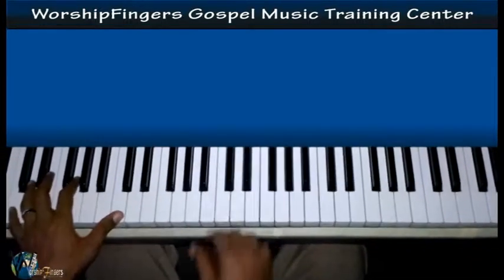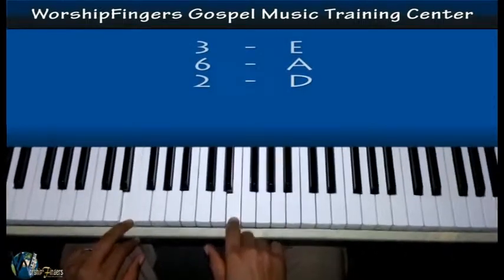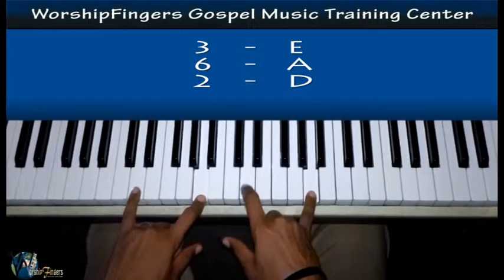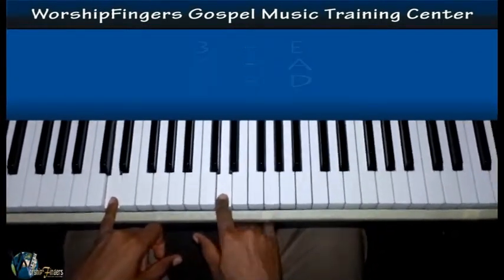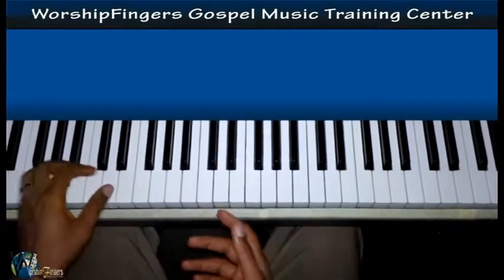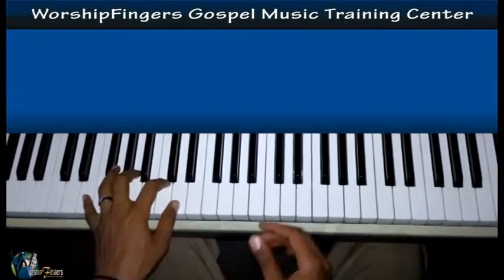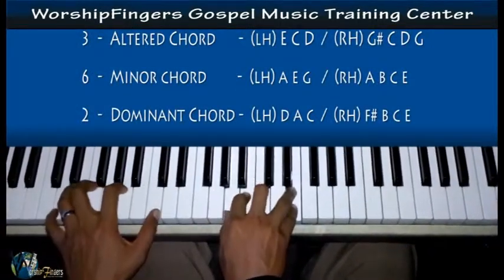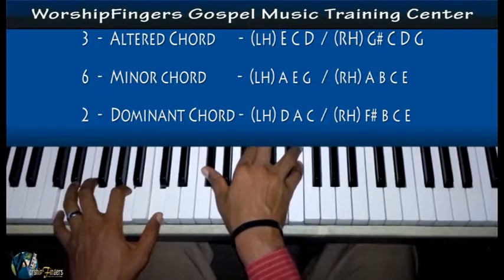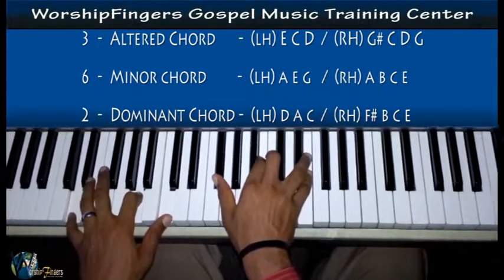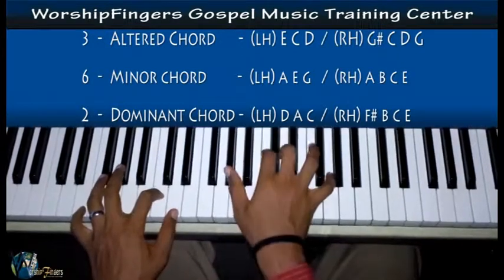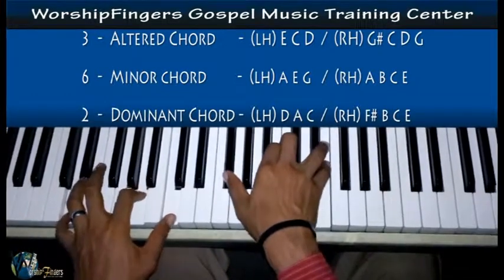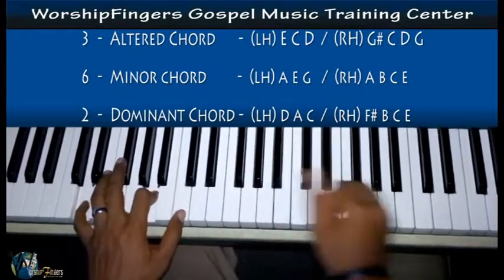On the key of C, the 3 will be this E, the 6 will be A, and the 2 will be D. So in our common circular progressions, on the 3 we play our altered chord, a minor chord, and a dominant chord. On the 2 we had an altered chord, a minor chord, and a dominant chord.